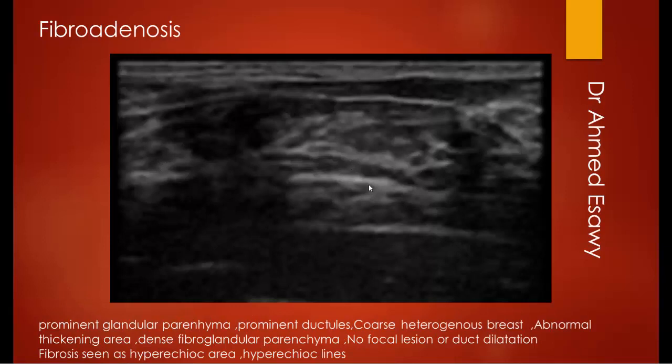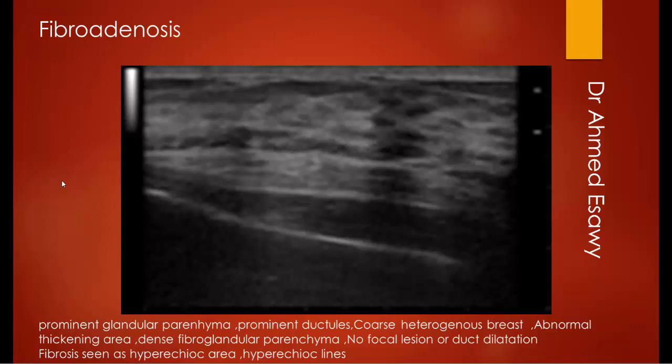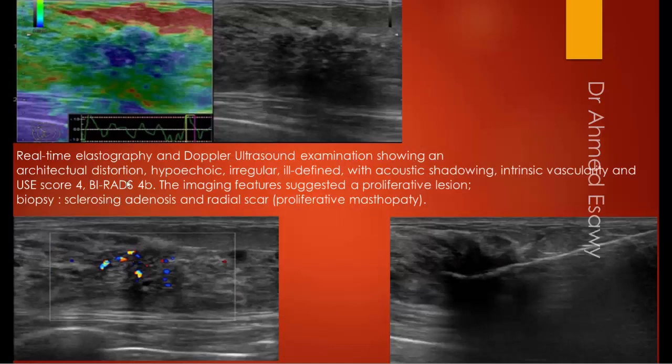Fibroadenosis: coarse, heterogeneous, prominent fibroglandular parenchyma, no mass, no ductal dilatations, fibrosis seen as hyperechoic area, hyperechoic lines. Another ultrasound case of fibroadenosis with prominent hyperechoic area and hyperechoic lines of fibrosis. This is real-time elastography and Doppler ultrasound showing architectural distortion, hypoechoic irregular ill-defined area with acoustic shadowing, intrinsic vascularity, ultrasound elastography stiffness score 4, classified as BI-RADS 4B. Imaging features suggest proliferative lesion; biopsy proved sclerosing adenosis and radial scar.